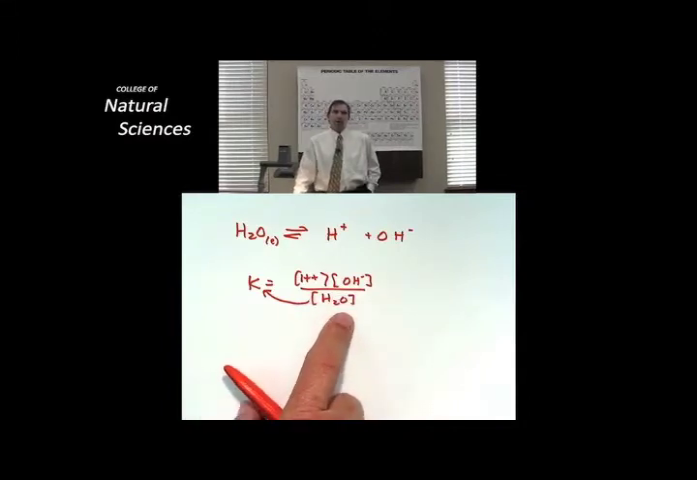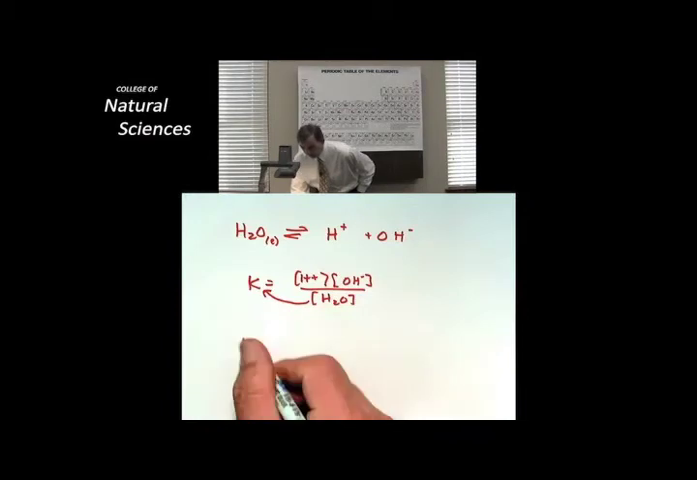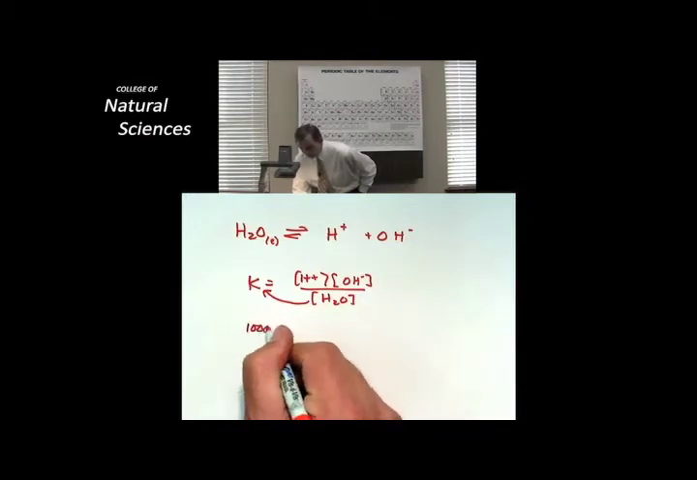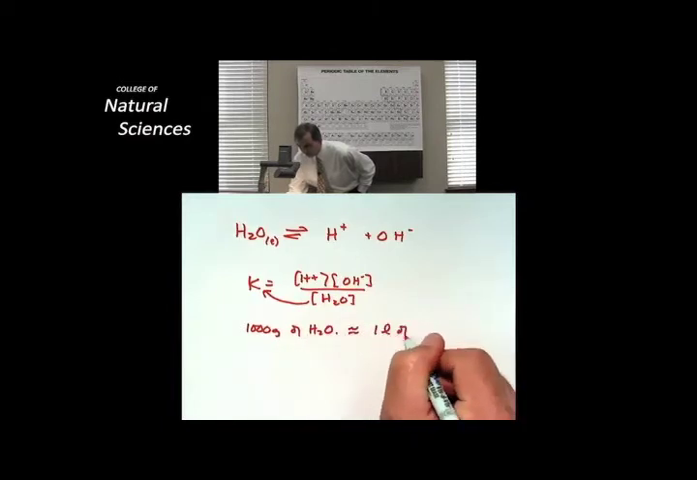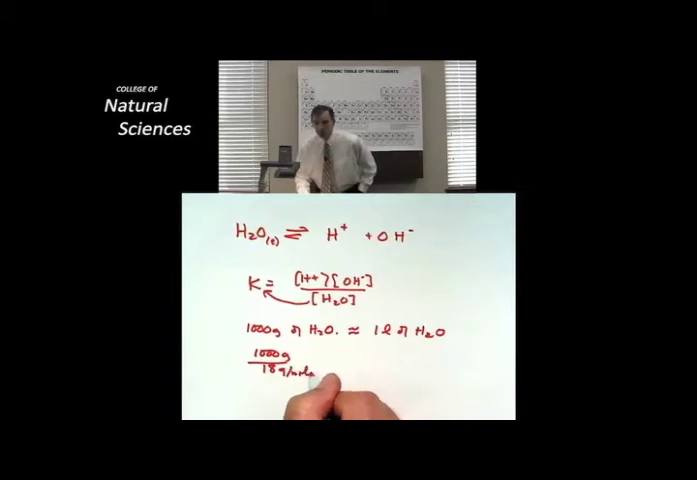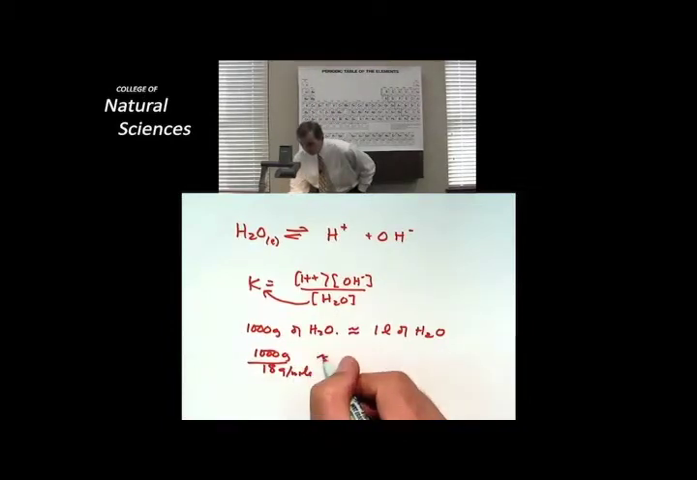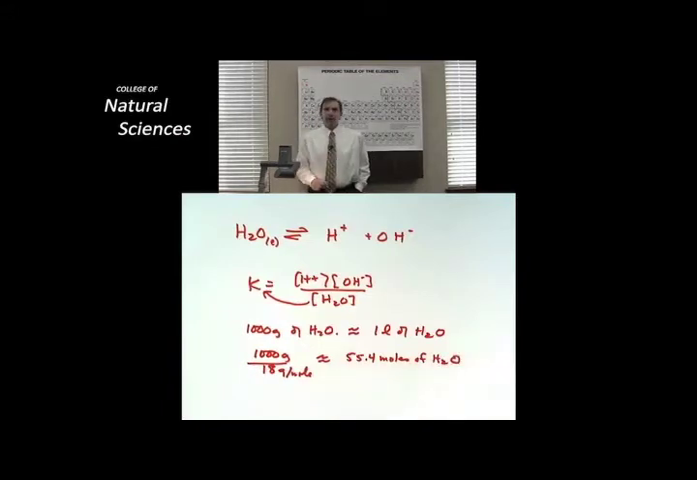So the question is, how much is the concentration of water in a bucket of water? So let's do the math. I have 1,000 grams of water. That's approximately 1 liter of water. And because I have 1,000 grams, and these water molecules are 18 grams per mole, this is about 55.4 moles of water associated with that 1,000 grams.